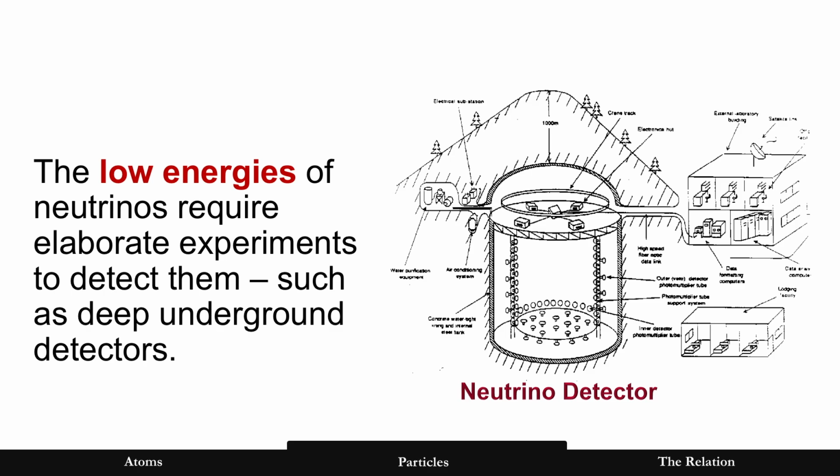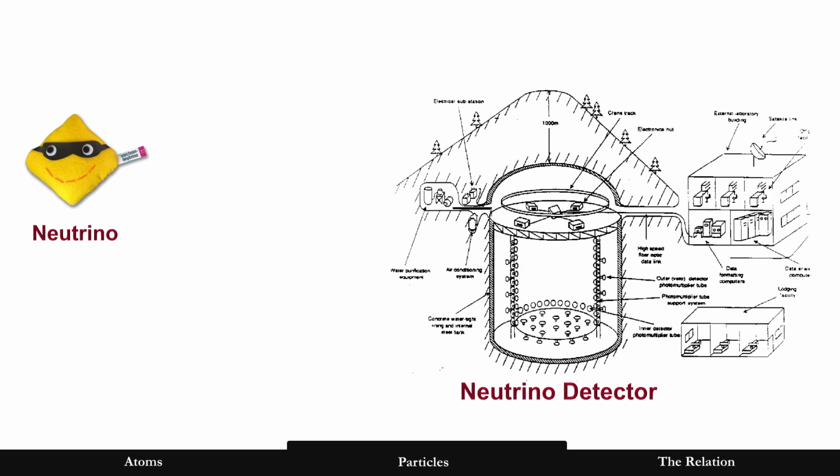There are elaborate experiments that have been built to detect them, deep underground in mountains, in wells, and these neutrino detectors eventually are able to spot, out of the billions and billions of neutrinos passing through the Earth, 1 or 2, if they're lucky. That's how it works, to find neutrinos.